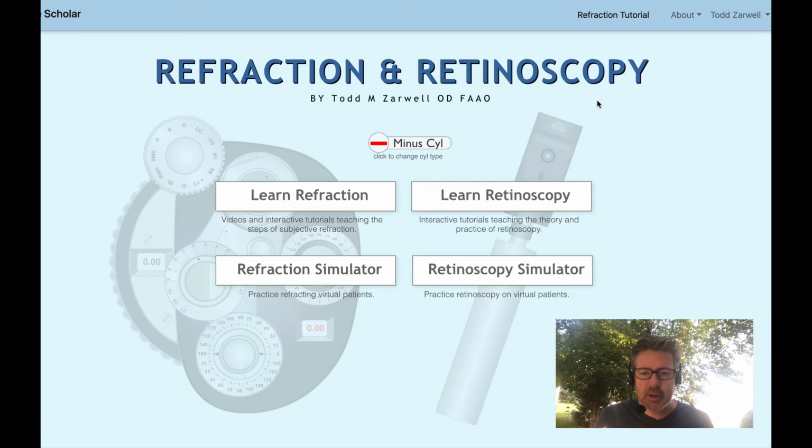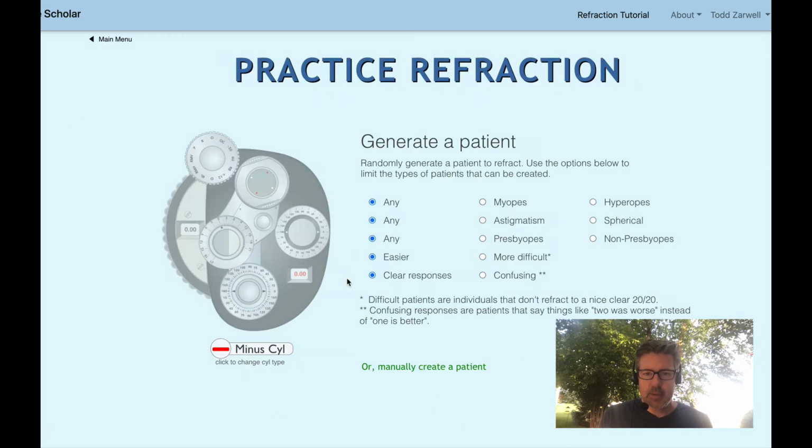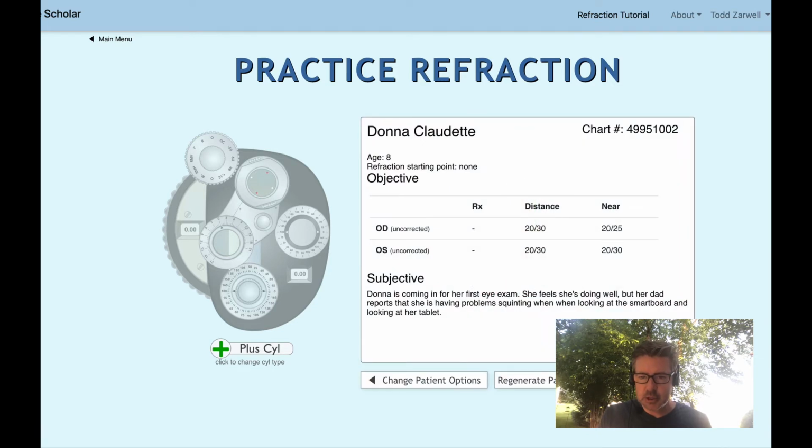I thought this would be a good time to do another refraction. So let's just hop into the refraction simulator. I think I'm going to work in plus cell today, so let's change it to plus cell. As far as what type of patient I want, once again, I'll just take whoever comes in the door. So let's generate a patient and see who is next on the schedule.